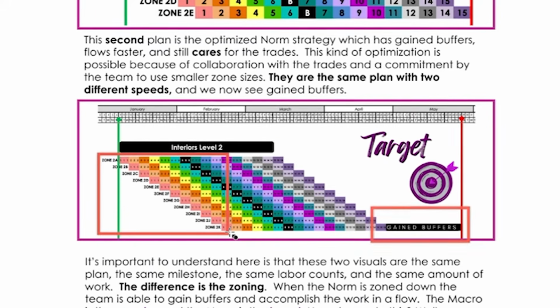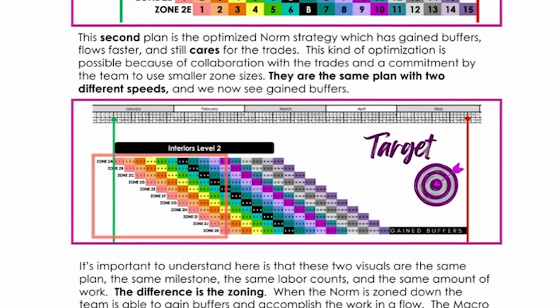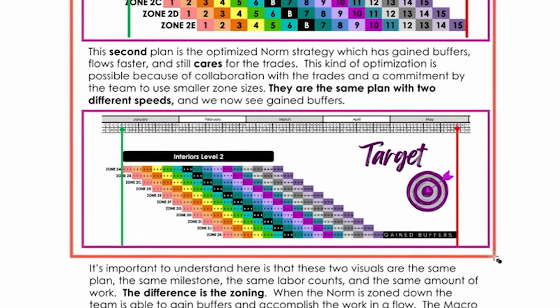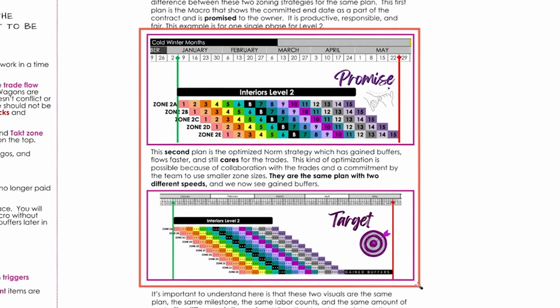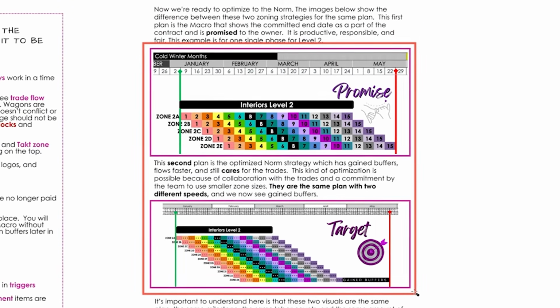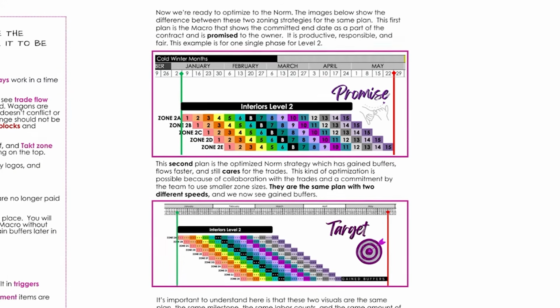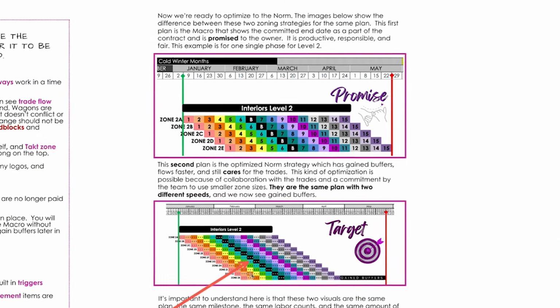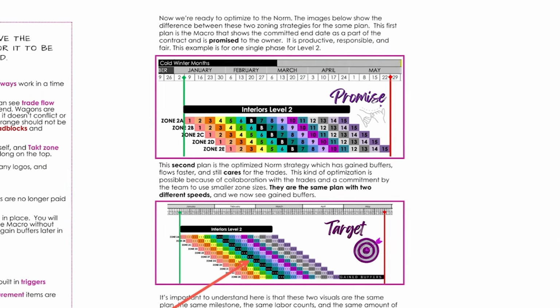Well, Jason, isn't this two different schedules? Isn't this something you preach against? It's the same schedule or production plan going two different speeds, and there's no contract anywhere that disallows us from going faster than our original target, especially since it has the same trades, the same sequence, and it's the same plan. So this is very important to understand.